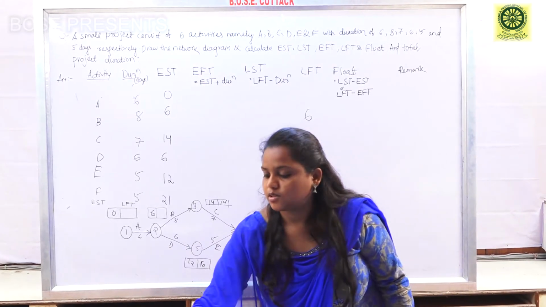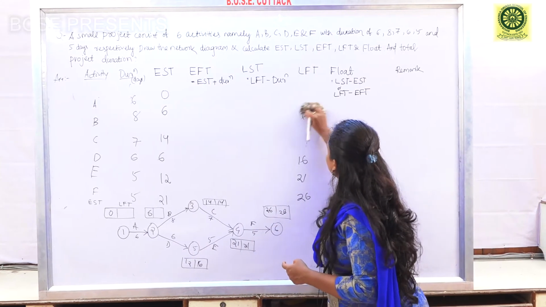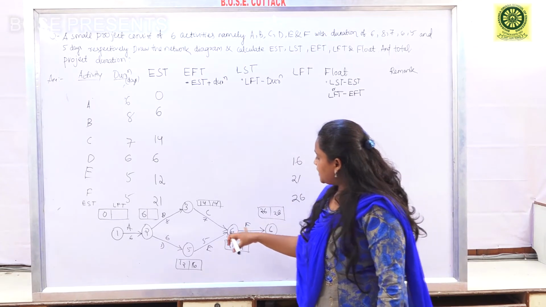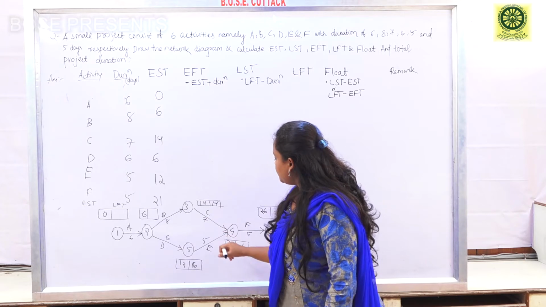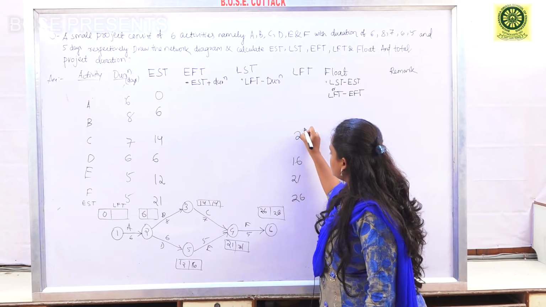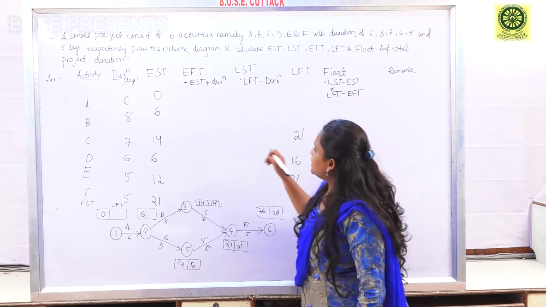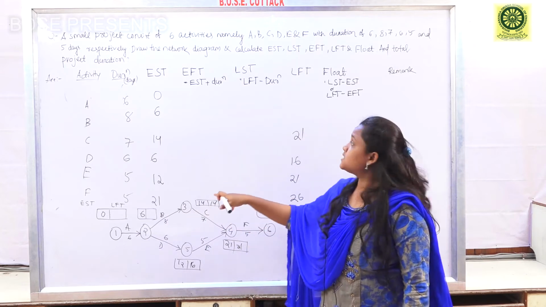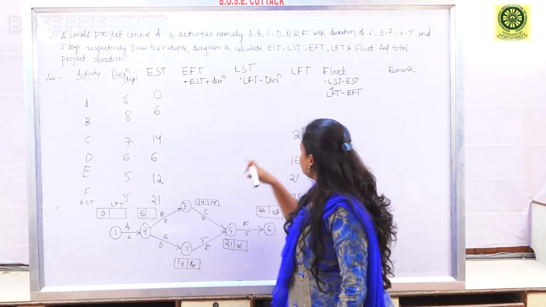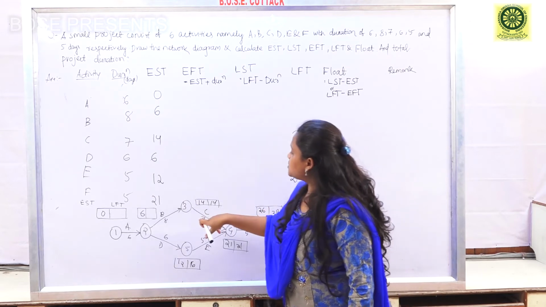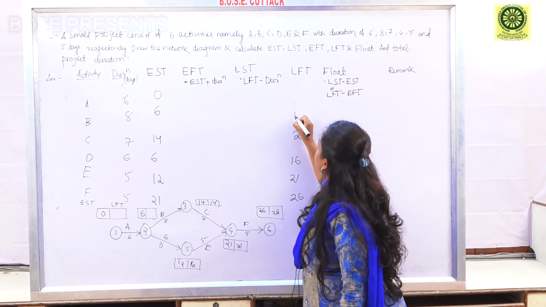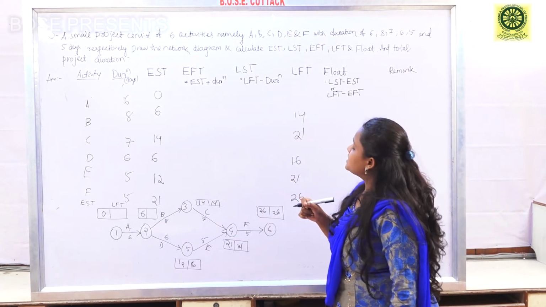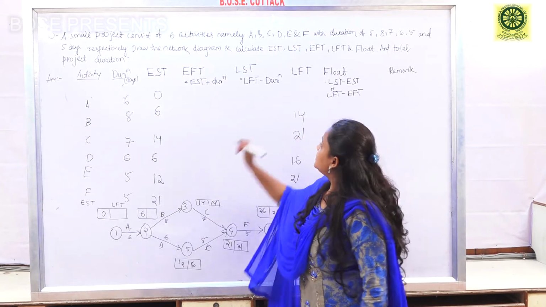Sorry, for activity C, the LFT will be 21 days. Then for activity B, the latest finishing time will be 21 minus 7, that is 14 days. Then for activity A, the latest finishing time will be 14 minus 8, that is 6 days.